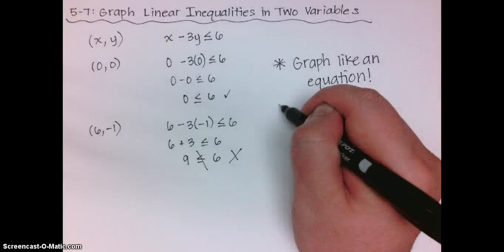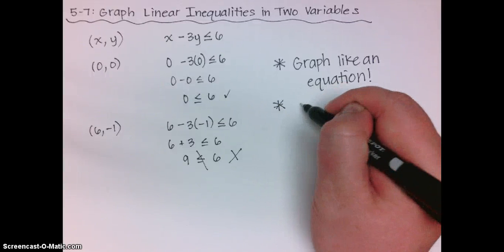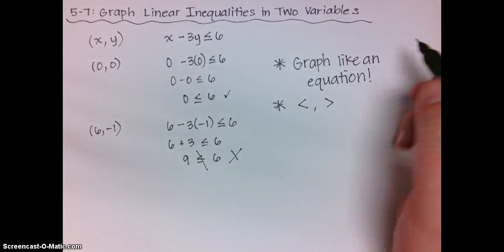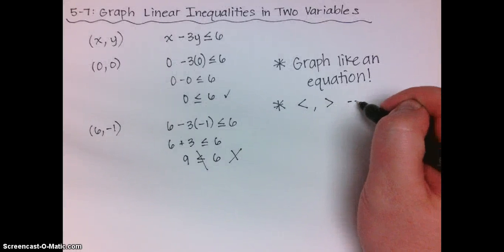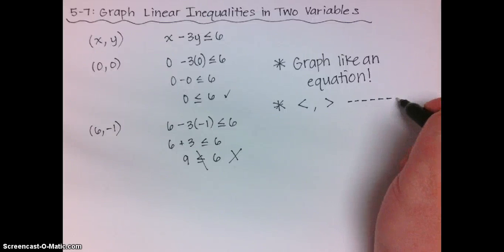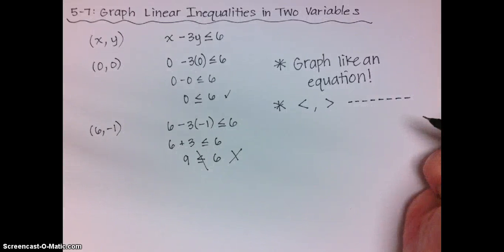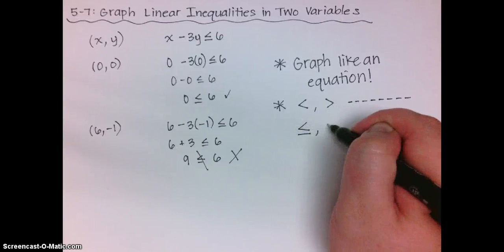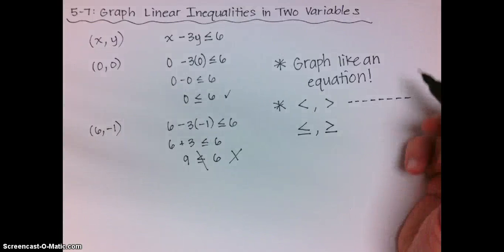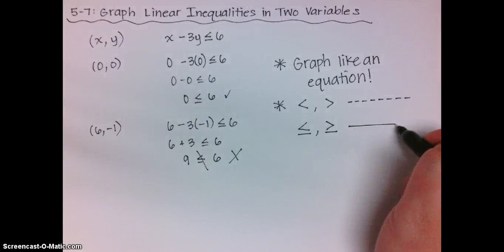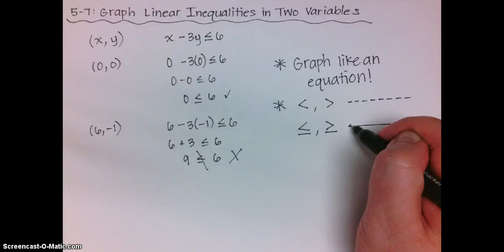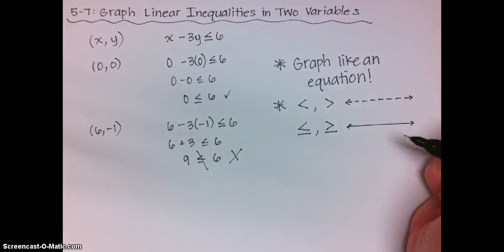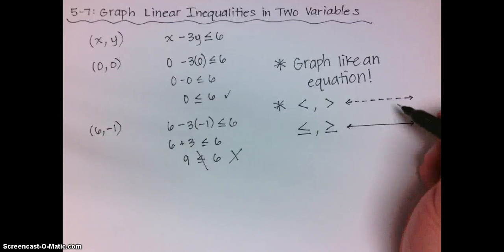Then you're going to look at the inequality. All right, if it has a less than or if it has a greater than, instead of putting a solid line, you're going to put a dotted line. Okay, and then if it has a less than or equal to, or if it has a greater than or equal to inequality, it will be a solid line. Okay, so that's the second step in being able to graph an inequality, is what type of line you are going to draw.